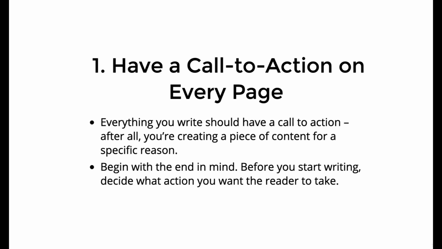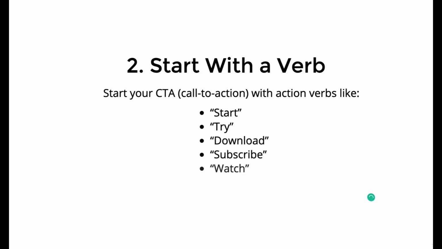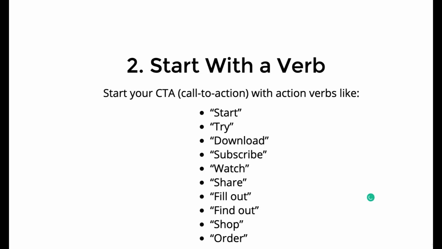So the second tip to create an irresistible CTA is to start with a verb. It's an action word that makes them start to do it. Like try, download, subscribe, watch, share, fill out, shop, or order. It makes it really clear that you're calling them to an action. So the best way to show that is starting with an action verb.